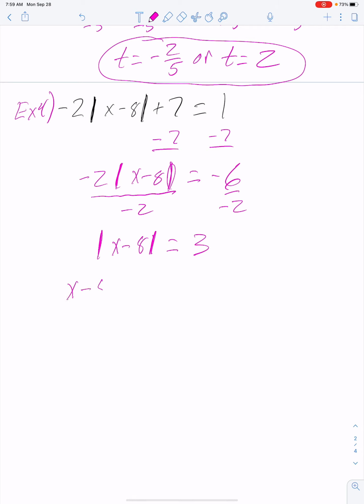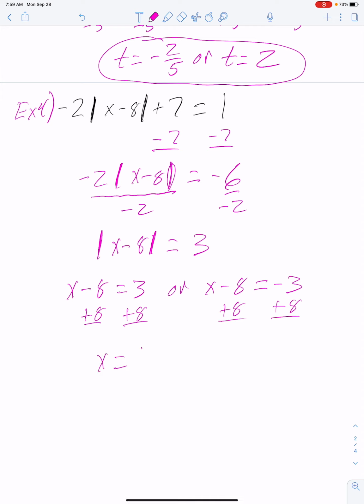And now since my absolute value has been isolated, I can set up my 2 equations. x minus 8 equals 3, or x minus 8 equals negative 3. From there, I only have one step to go to solve my equations. I'm going to add 8 to both sides. In the case where I've got 3 plus 8, I get x equals 11. But in my other case, negative 3 plus 8, I get x equals 5.